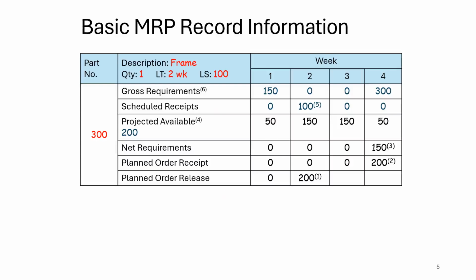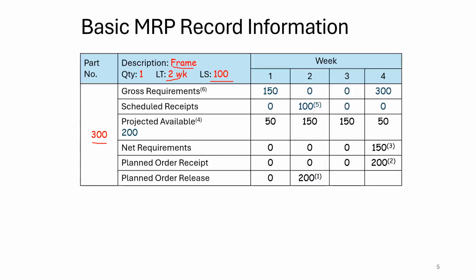So now let's take a look at what are all the basic inputs and outputs in an MRP system. And to do so, let's consider the MRP for one particular part, which is the frame. Its lead time is 2 weeks. The lot size is 100, which means that we have to place orders of frame in batches of 100. And the part number for the frame is 300.